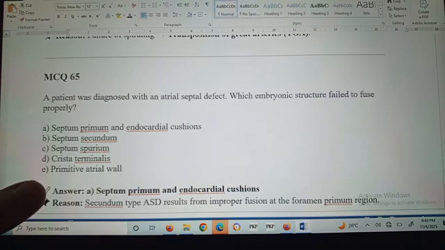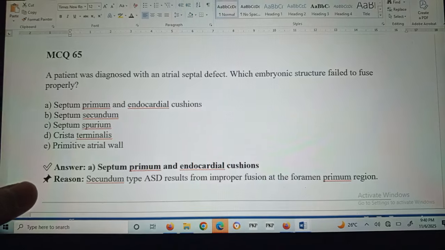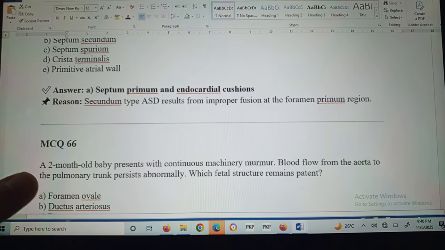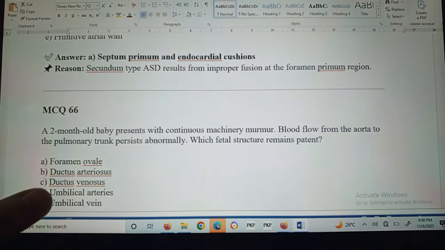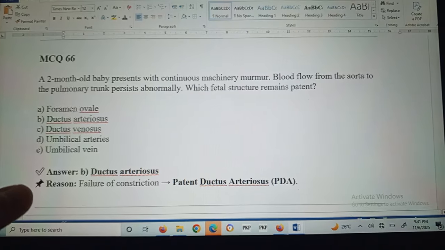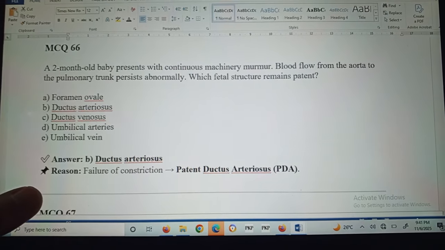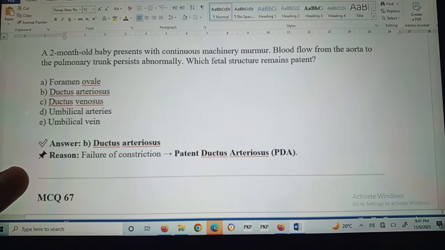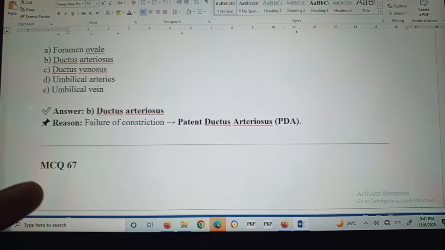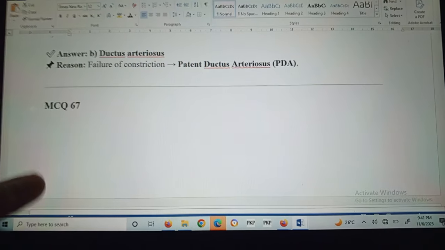A patient was diagnosed with an atrial septal defect. Which embryonic structure failed to fuse properly: septum primum and endocardial cushions? Secundum type ASD results from improper fusion at the foramen primum region. A 2-month-old baby presents with a continuous machinery murmur. Blood flow from the aorta to the pulmonary trunk persists abnormally. Which fetal structure remains? Patent ductus arteriosus. Failure of the constriction, patent ductus arteriosus.